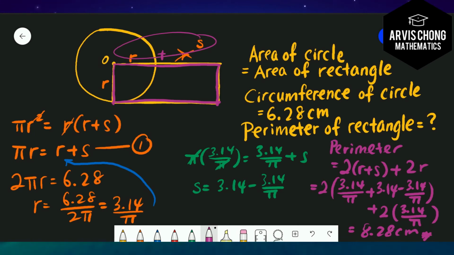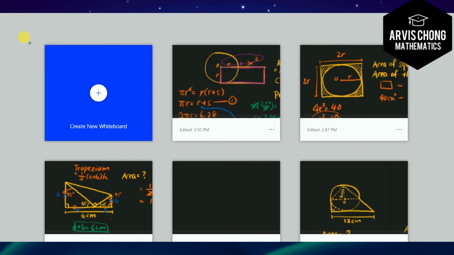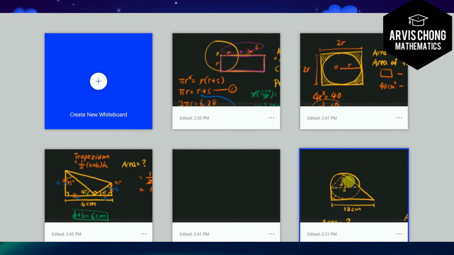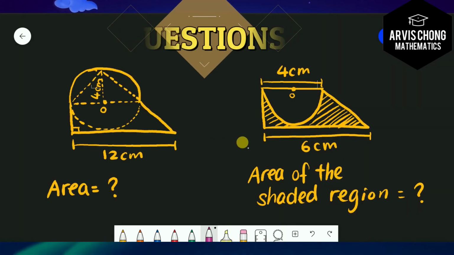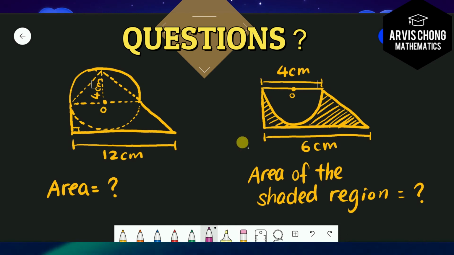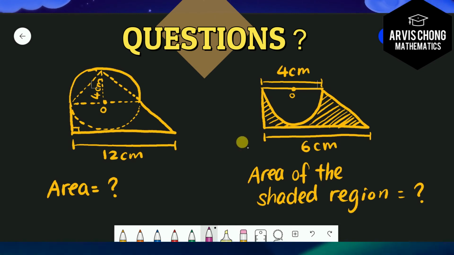Okay, so the next two questions given here, I want you to try these two questions and let's see whether you can get the answer or not. So here are the two questions. The first one, you have a circle here, and given the radius is 4 centimeter. This is the center of the circle O, and the length here will be 12 centimeter. The question asks us to find the area.